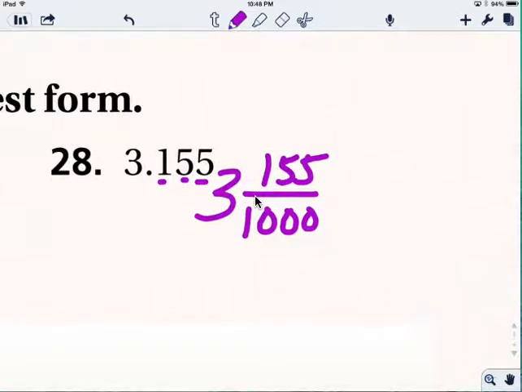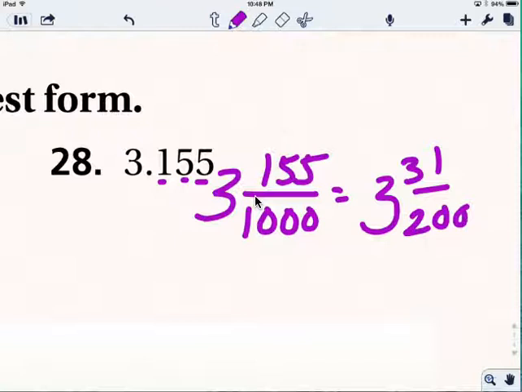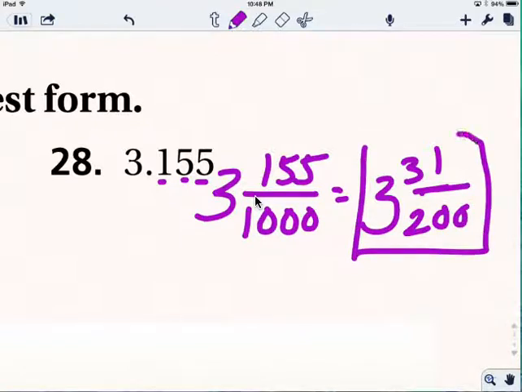So 155 and 1000, they're both divisible by 5 because they both end with either a 5 or a 0. So this is equal to 3 and 31/200ths. And that is the best we can do. Okay?